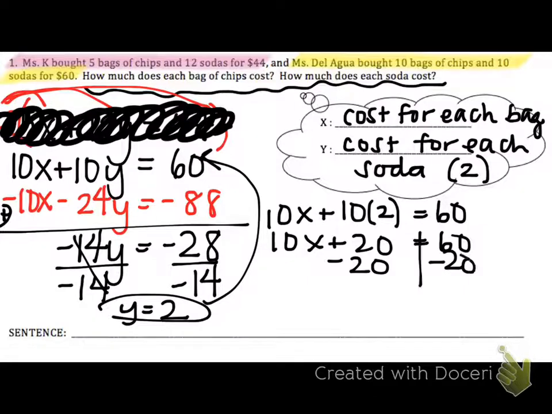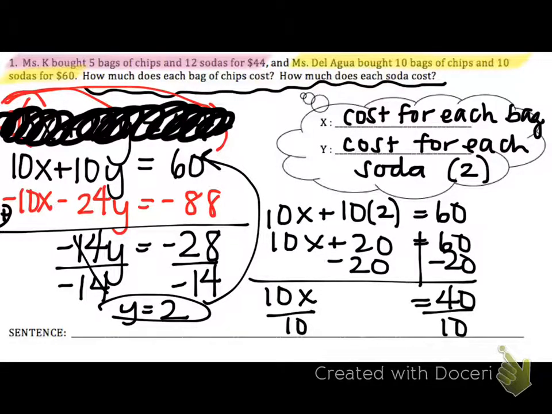I know many of you probably work ahead. You don't need to watch the video for this. Divide by 10s, and x equals 4. What did x represent? It represented the cost for each bag of chips. So each bag of chips costs $4, each soda costs $2. I want to make sure that you write your final sentence at the very bottom of this problem before you move on.